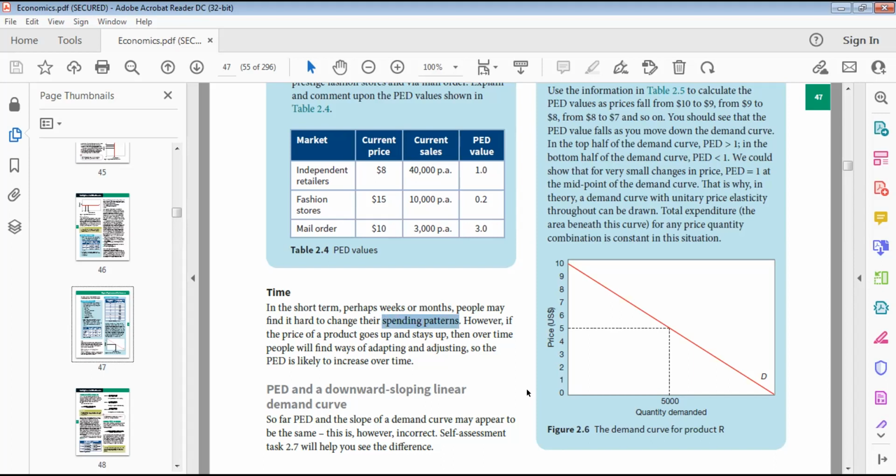Okay, but after a few months they will change their spending patterns. Maybe they'll realize that, okay, I have spent too much on milk, so now I'm gonna buy maybe fruit juice for my breakfast. That will happen after 6 months. So in the long term, the demand will be elastic, but in the short term, the demand will be inelastic because you don't usually change. You don't usually respond to the change in price. Clear now? All right.